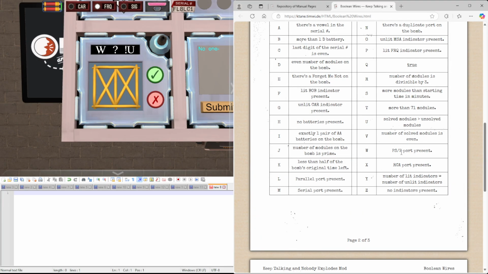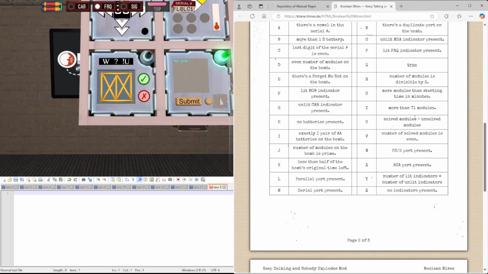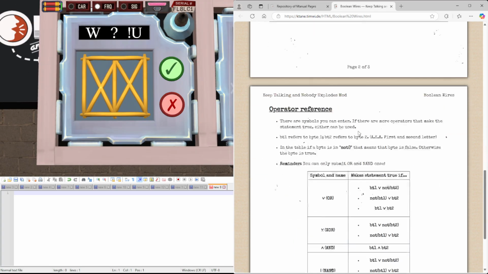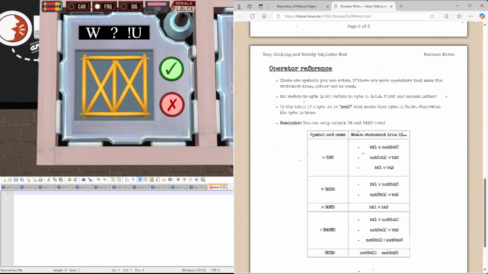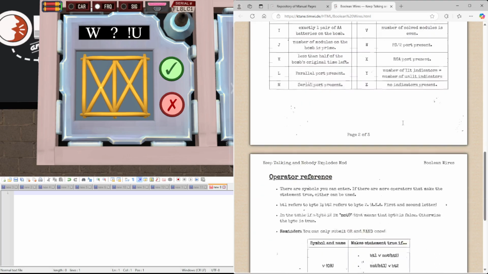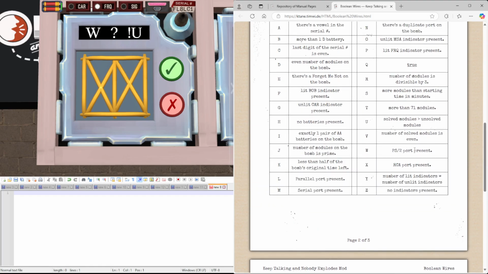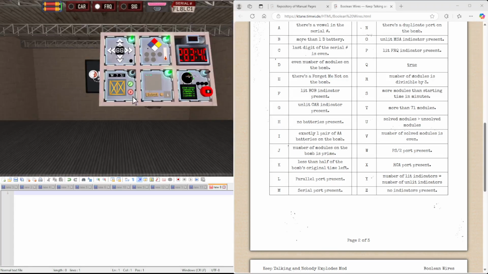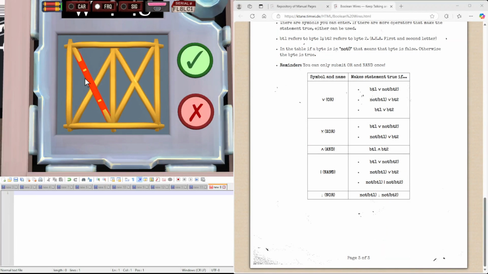PS2 port present, false. So greater than unsolved? Yes. So greater than unsolved, yes. But not, so false. Got two falses again. PS2 port present is false. Solved modules greater than unsolved modules is true, to false, or false, false. So NOR again.